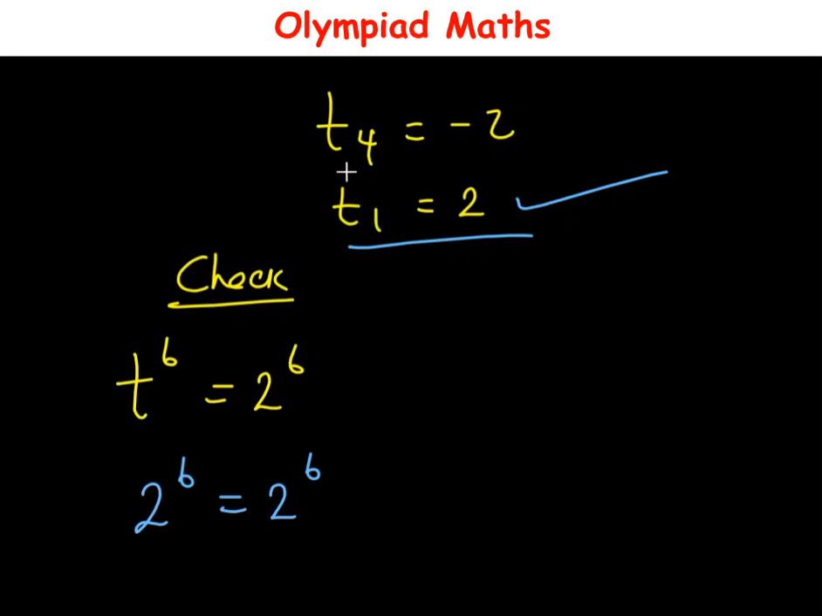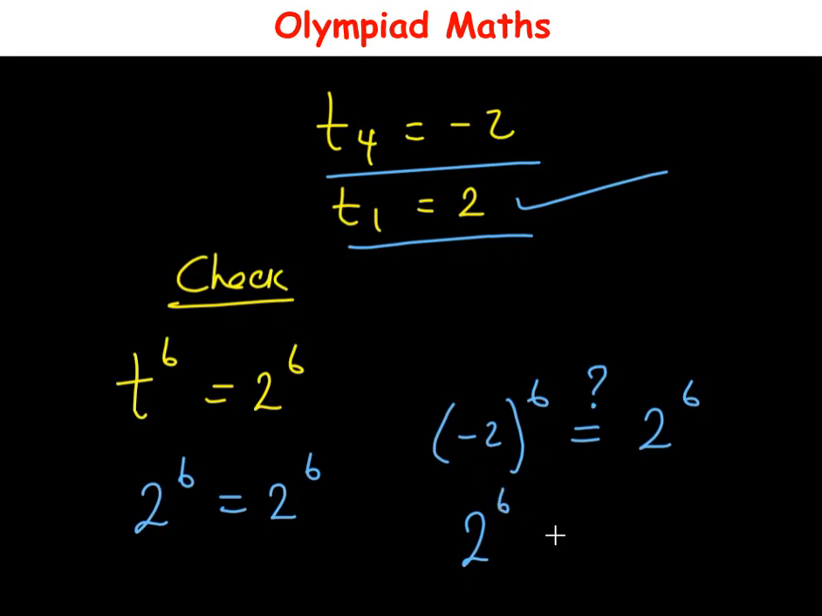Okay, and also for the other value of t, which equals minus 2, inputting the value of minus 2 into the equation, so minus 2 all raised to the power 6 is equal to 2 raised to the power 6? Now, minus 2 raised to the power 6 will give us 2 raised to the power 6, and this is equal to 2 raised to the power 6. So with this, also, the value of t4 is the correct solution.